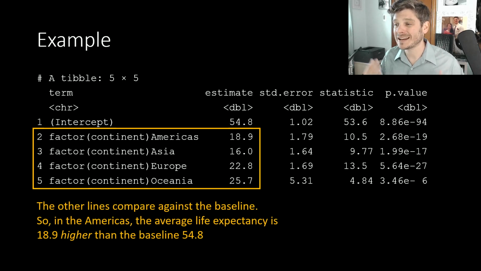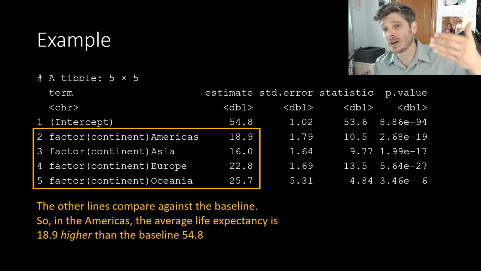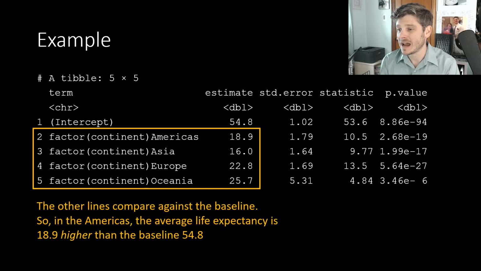So if you look at that next line for the Americas, the average life expectancy is 18.9 higher than the baseline, which brings us to like 73 point something, almost 74. All right, so the baseline is now gone up. All right, and then for Asia, the baseline went up by 16. For Europe, the baseline went up by 22.8. And then for Oceania, the baseline went up by 25.7, which is a big increase.